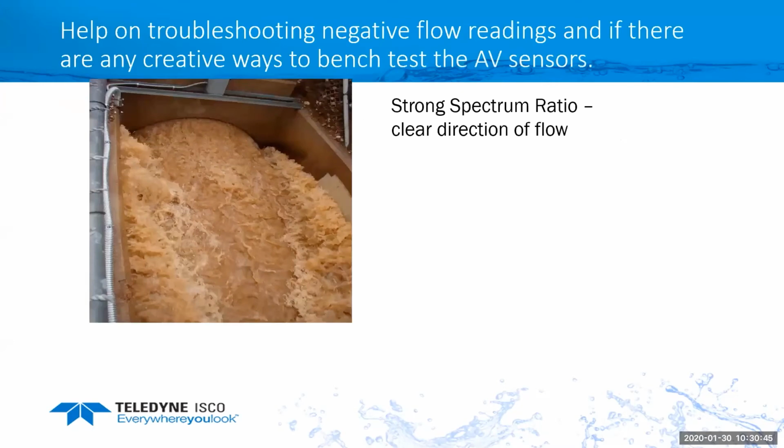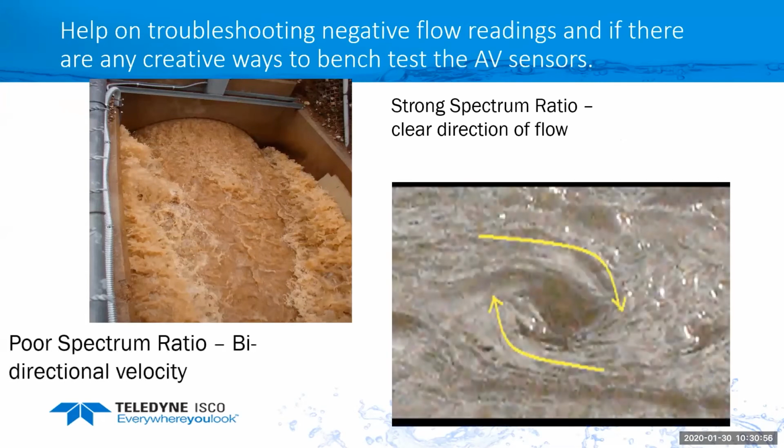So example of that spectrum ratio, in this case, you would see all the water is going one direction, you should get 100% ratio indicating all the water is going one direction. But if you see something like this where the water is swirling, then you're going to have a lower ratio, which could be down to 0 if it's seeing equal positive and negative velocity.